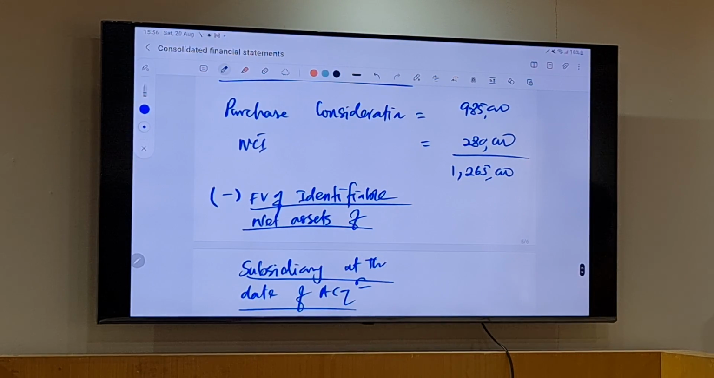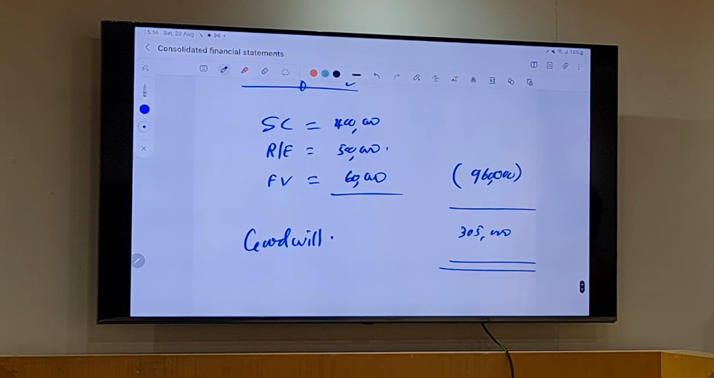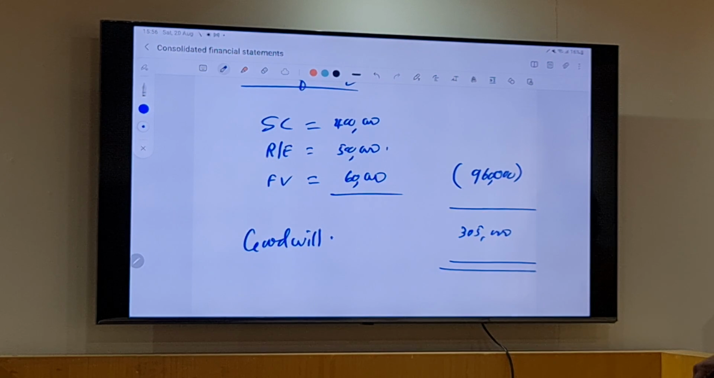Then we have to do the same format to calculate the goodwill. So purchase consideration, in CA we take the total, then find the net assets and take the difference. Clear? Okay?